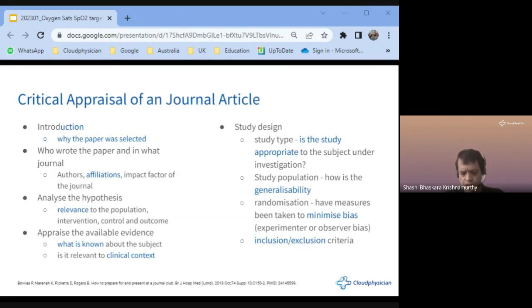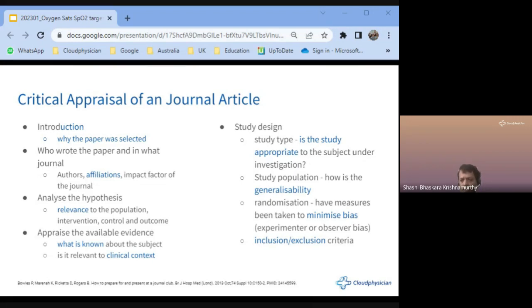So I thought in a journal club presentation, we may first want to just learn about how to critically appraise an article and how to use it in a clinical context. There are many references, many publications on how to do this well. I just took one BMJ article, which was published sometime in 2013, about how to critically appraise a journal article. And we usually start off with an introduction of why we have to select a paper.